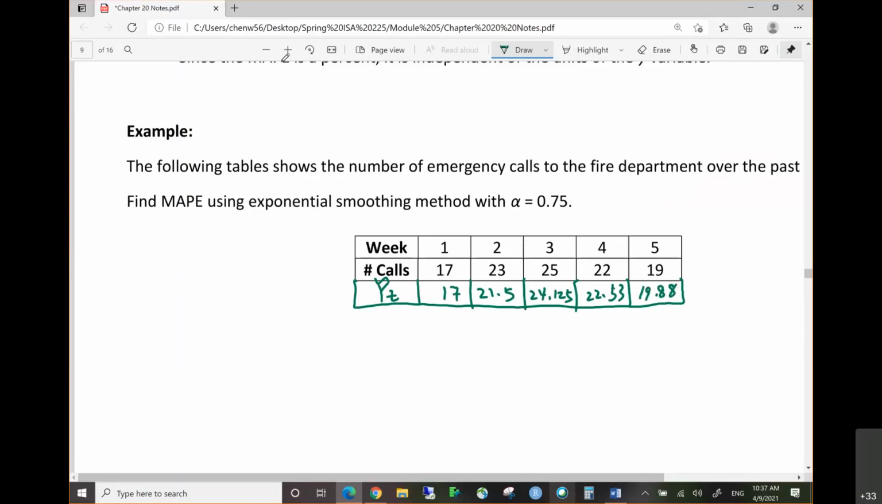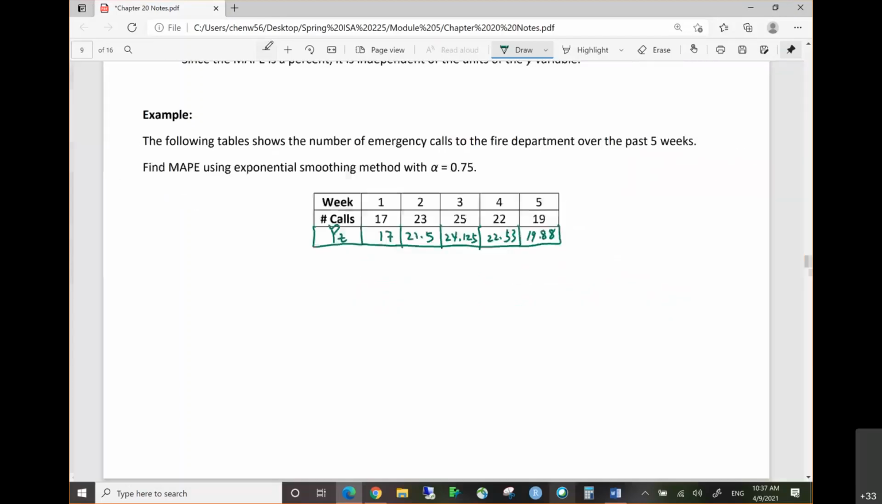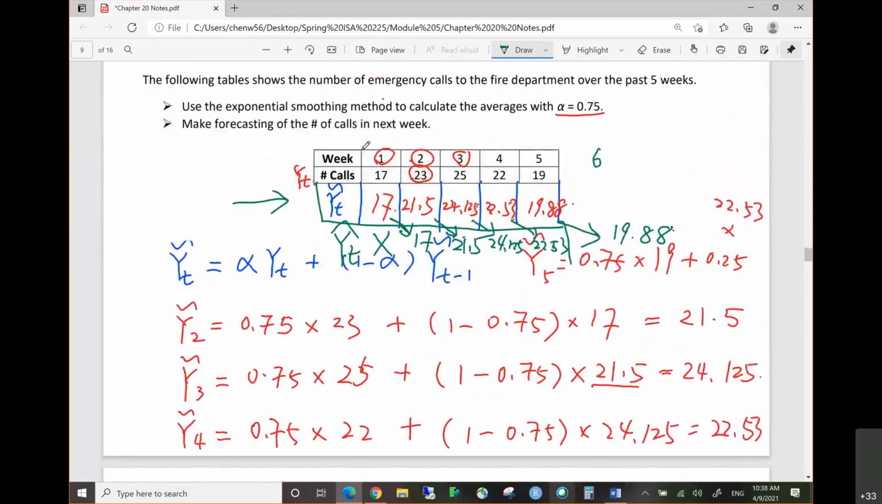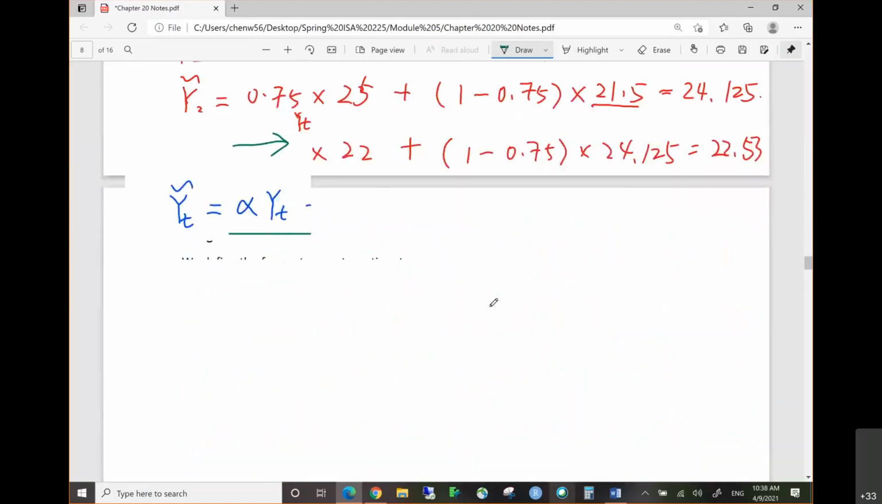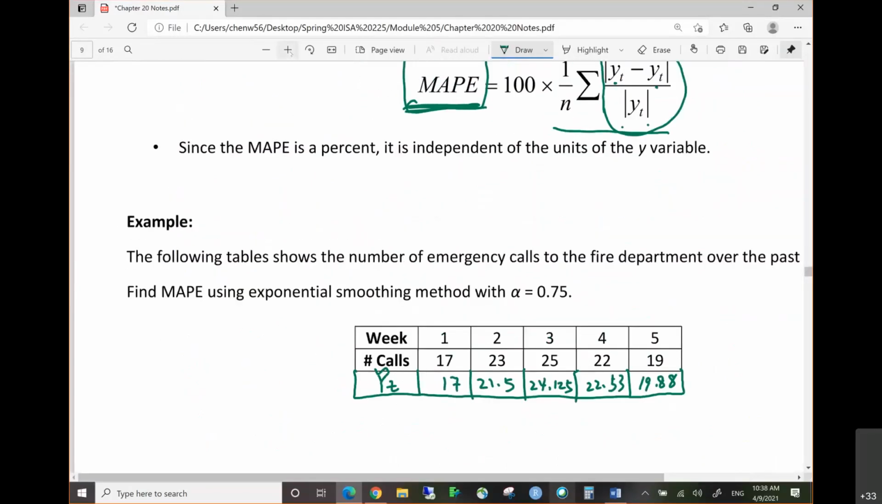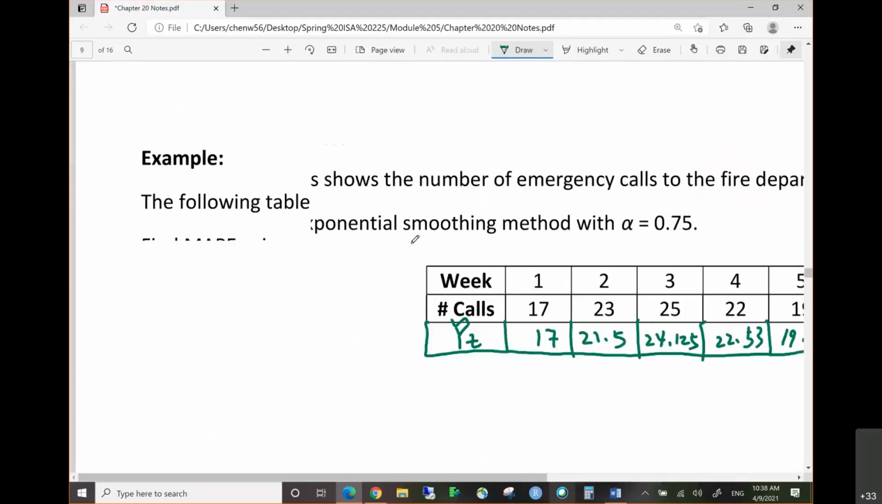Remember they are calculated by our exponential method, so we use this formula to calculate these values. And based on the estimated values, we also have their predicted values.